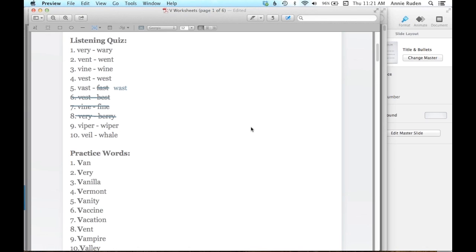Okay, number four. Vest, vest, vest. Second. Okay, so that was the second one, west. So let me contrast the two. Vest, west, vest, west. All right, west. Good. Okay, so number five. Good. I like when you put your answers in there, so it helps you get more involved here.